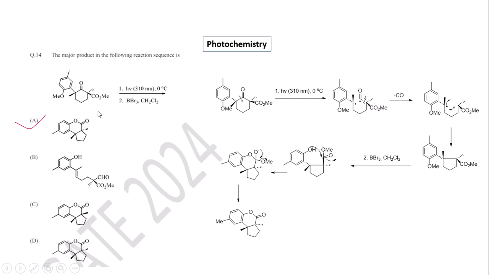In the photochemistry related problems, here the Norrish type 1 produces the C-O cleavage and gets the radicals. After the cleavage of the C-O bond, it produces carbon monoxide and biradical pieces, and then these biradical pieces undergo addition to produce the cyclopentane ring. We know that BBr3 is the dealkylating agent and produces the hydroxyl group, which undergoes intramolecular addition to produce the lactone derivative. So option A is the correct option.